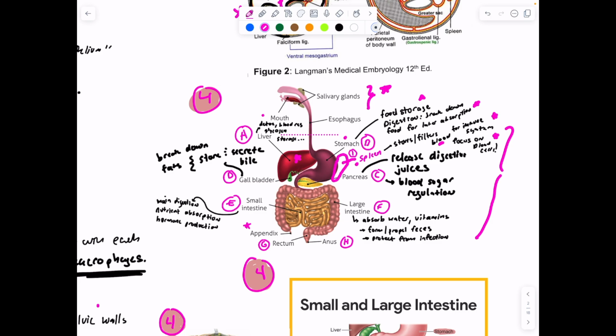Then we have our friend the pancreas right here, just below the stomach, and this releases digestive juices, and it's important for blood sugar regulation as it produces insulin. Then we have the gallbladder, which we know will store and secrete bile, which is important for the breakdown of fats. The digestive juices released by the pancreas are important for protein breakdown.